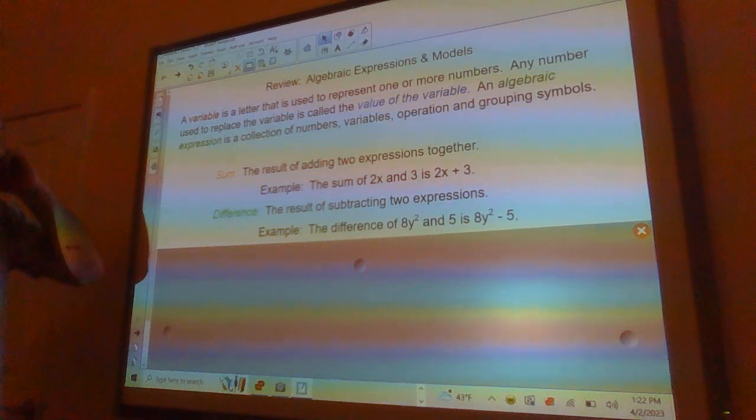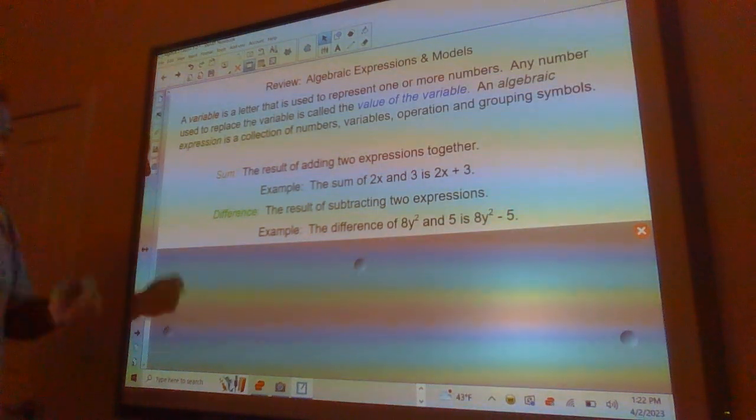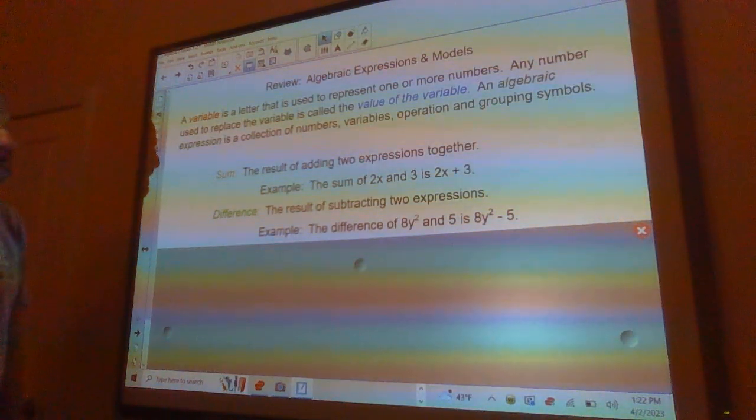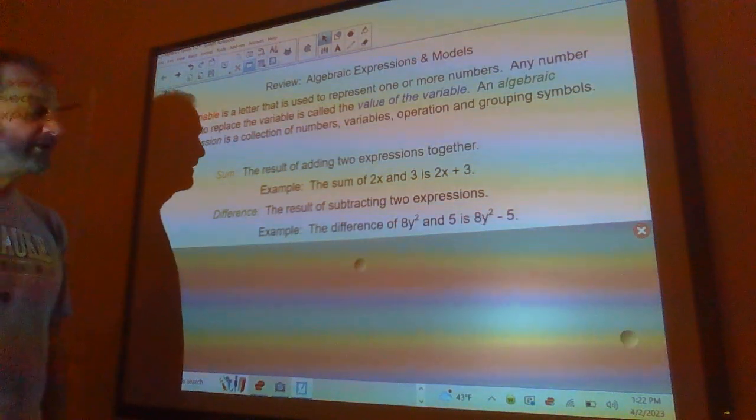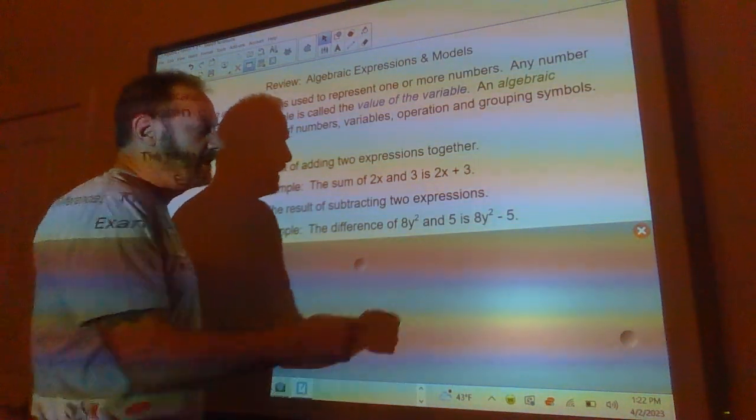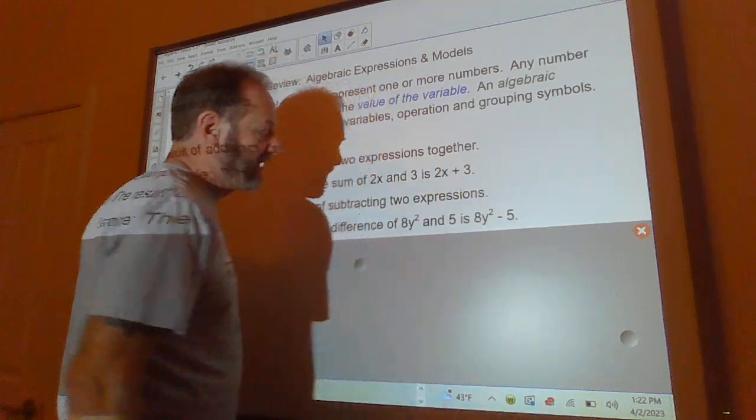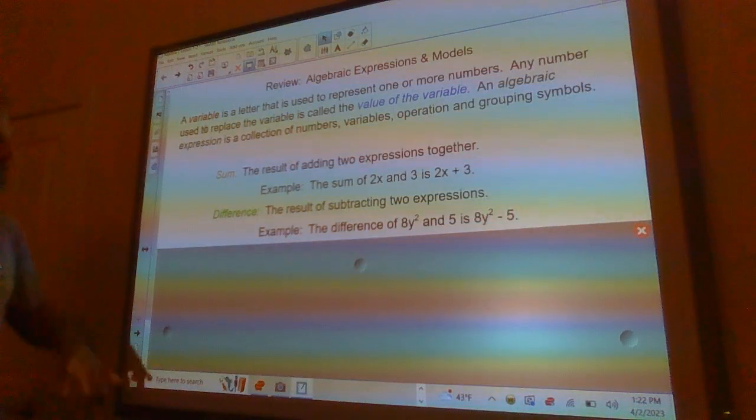Difference is the result of subtracting two expressions. So find the difference of 8y squared and 5. That would be 8y squared minus 5. Piece of cake.